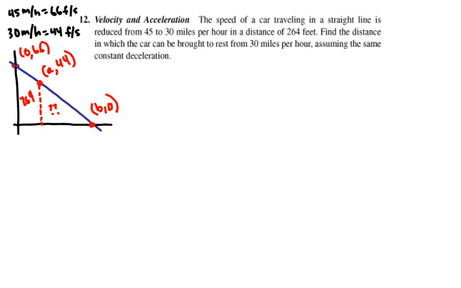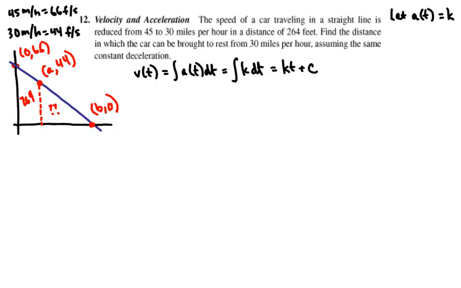Right, the first thing I'm going to state is that we're given a constant deceleration, so therefore I'm going to let a of t, the acceleration function, be equal to the constant k, and that's an arbitrary constant. Now, since we have acceleration, we can find the velocity function by taking the integral of that. So velocity is the integral of a of t dt, which is just the integral of k dt, and that is kt plus c.